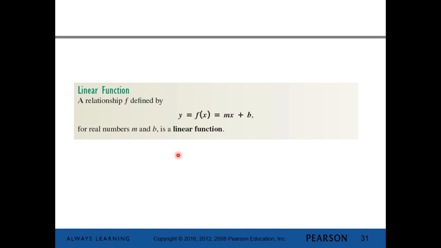Okay, so here is the definition. A linear function is a linear relationship f defined by this. A linear function is like a linear equation. We started talking about linear equations, but now we're going to look at them as functions. Instead of y, we're going to say f of x is equal to mx plus b. This is what we call a linear function, where m and b are real numbers. So instead of calling these linear equations, we're going to look at them as linear functions.